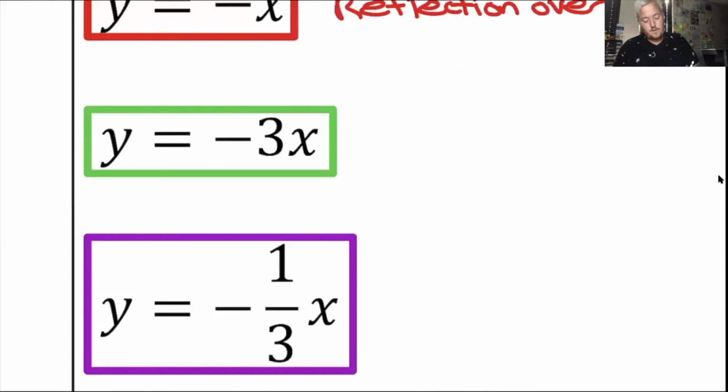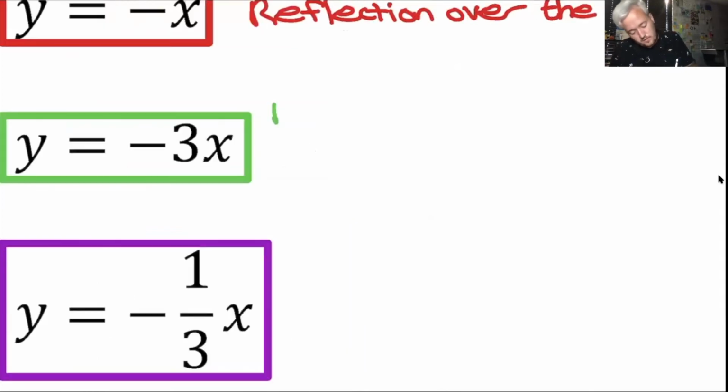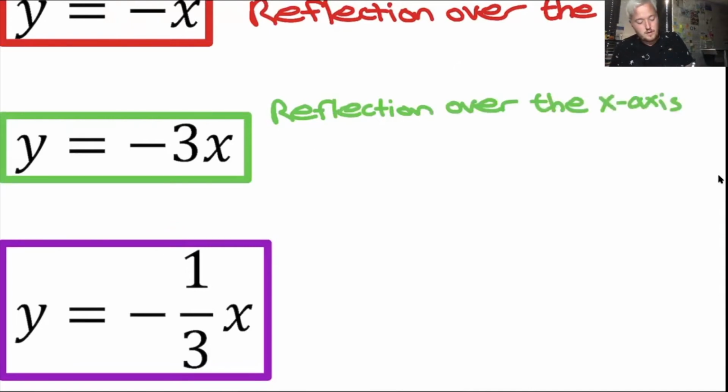So you have to think of the negative and the 3 as two separate transformations. So that negative is a transformation in itself. So that is a reflection over the x-axis. And then the 3 tells us that that is a vertical stretch. So we're actually bringing that back from the other one.